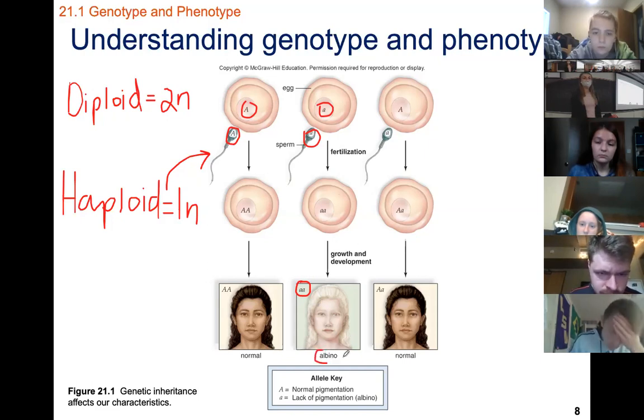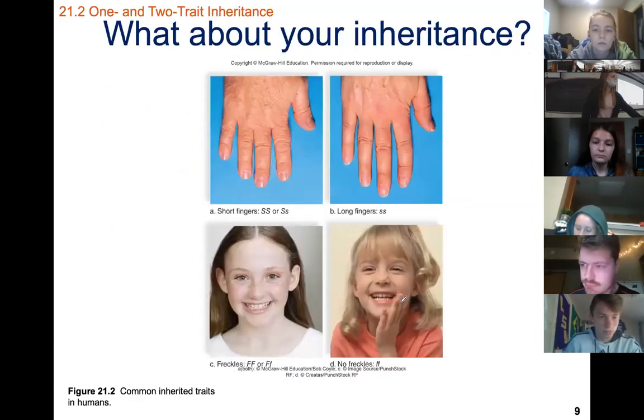For this example, it can be many different traits. Then we have big A, small a, where the sperm here is carrying a small a, but the dominant egg allele is still going to show that they are normal. So that's just an example.